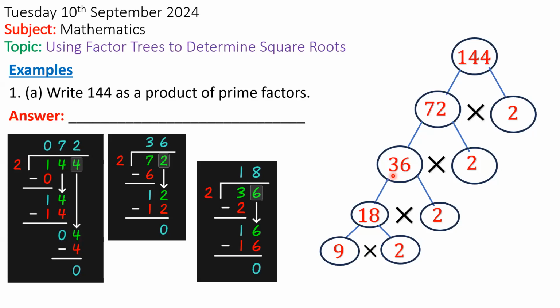We're finally finished, right? No, sir. No, we still could go. 9 could go lower. Okay. How could we break down 9? 3 times 3.